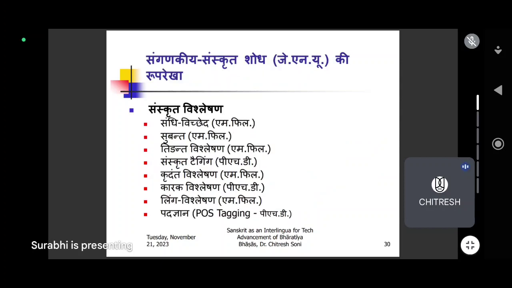So these are some of the researches which have already been done. When we start to make this interlingua, we will not start from scratch. We will start from these works and we will benefit from all of them.